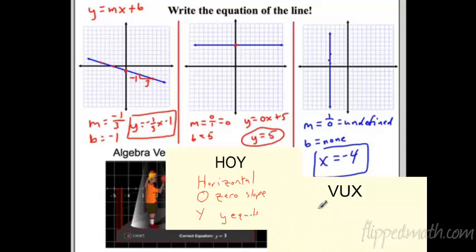Alright, what about for vertical lines? Well, we have VUX. VUX means we've got this vertical line straight up and down, and that has an undefined slope. And what is that? That is an x equals kind of problem, just like the one above is x equals -4. So when you see x equals, you know it has an undefined slope and it's a vertical line, versus HOY, horizontal, zero slope, y equals. Great way to remember these special cases so you get these right.